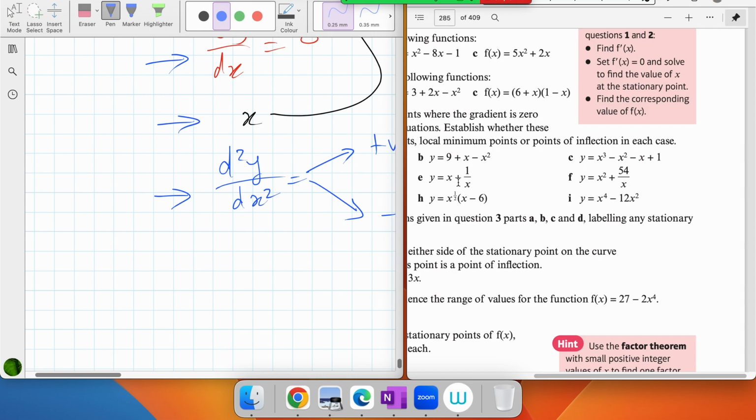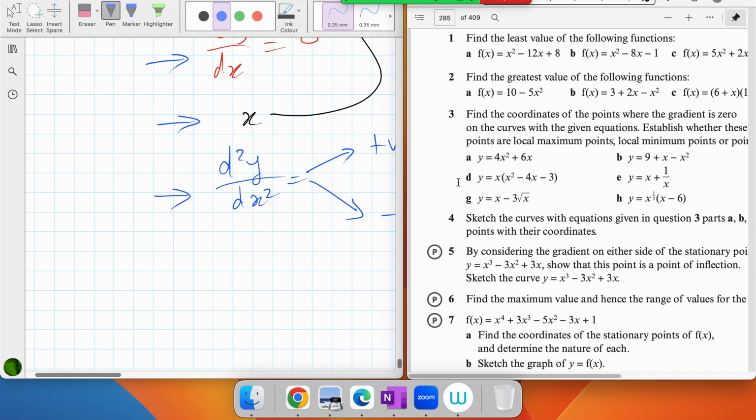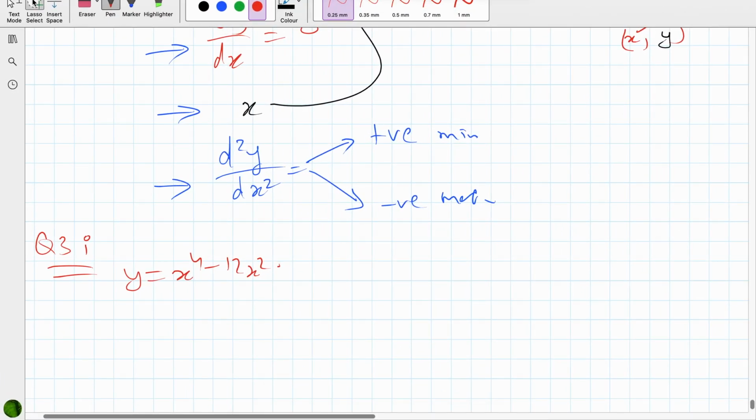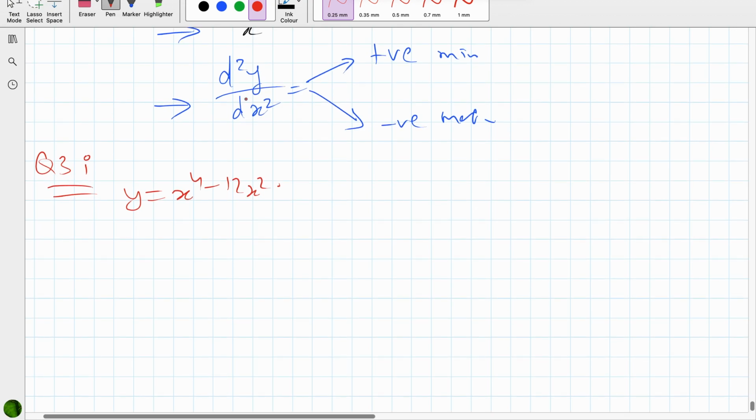Now let's see what we have in higher order questions. For example, this part I, when the power is 4. Question 3, part I. Y is equal to x to the 4 minus 12x squared. We can change the order of the question. We can find the coordinates at the end as well because we didn't use y anywhere. So this is your choice, how you want to go about it.